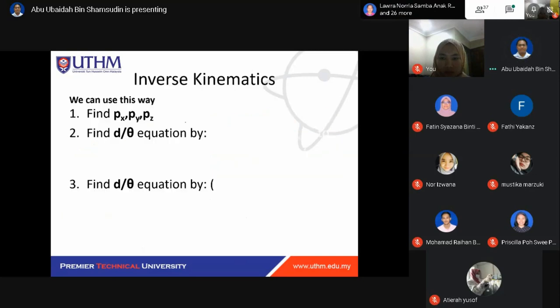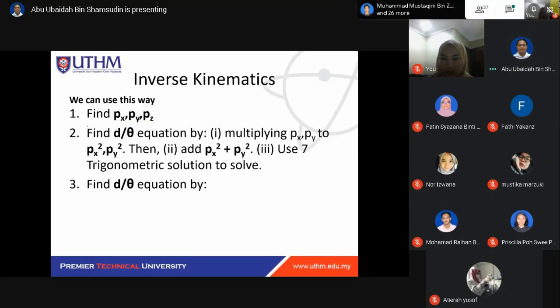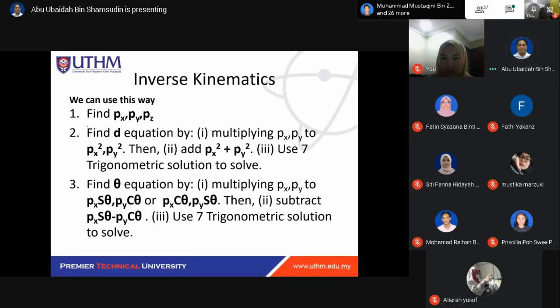Okay, so first we already know the Px, Py, Pz, but we need to find the Px, Py, Pz in the forward kinematics equation. Then we need to find the value for each moving motor. Let's say we want to find the value for D1, D3, and theta. So by doing that, we can solve our inverse kinematics. So the step is simple.